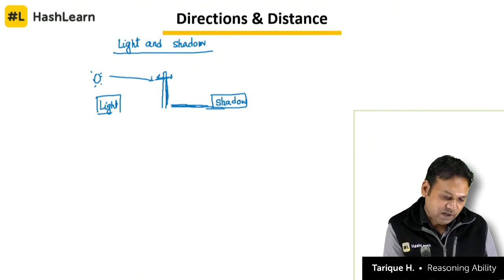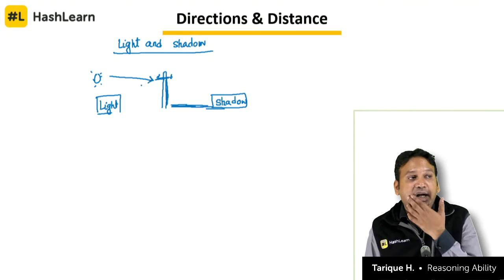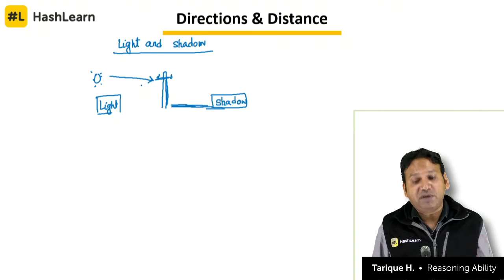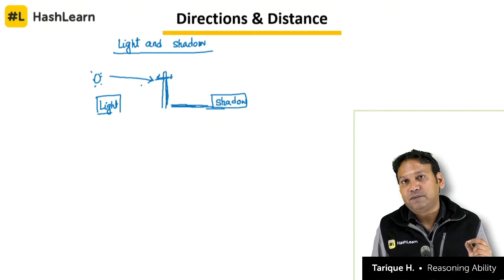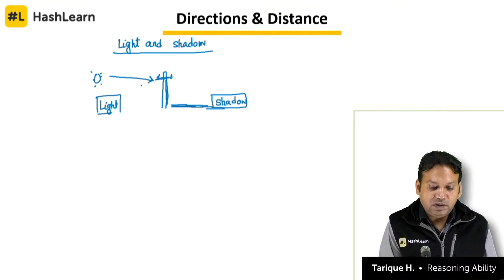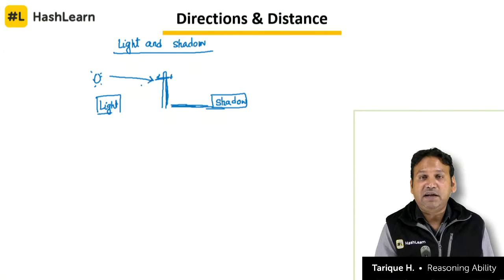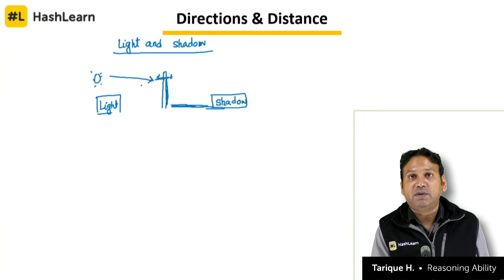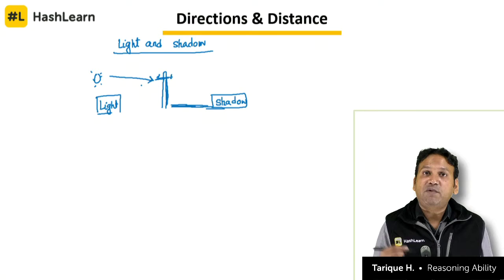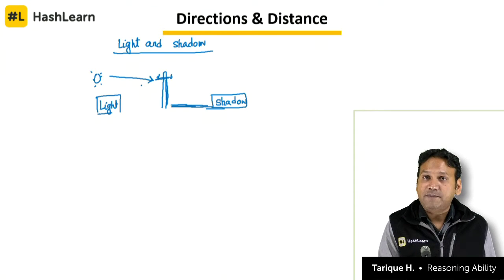So that's what I mean to say when I say that shadow will always be in the opposite direction of the light source. Clear? If the light source comes from the left side, shadow will be towards right. If the light source comes from the right side, shadow will be towards left. If light comes from east, shadow will be towards west. If light comes from west, shadow will be towards east.